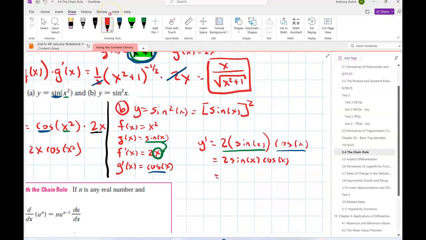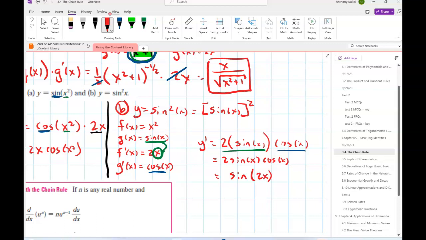And if you're really sneaky, what else might you write 2 sine x cosine x as? That's a double angle identity that you might have remembered from trigonometry. Or not. No one's expecting you to remember your double angles. But if you're going to be an engineer, remembering those things is often quite helpful.